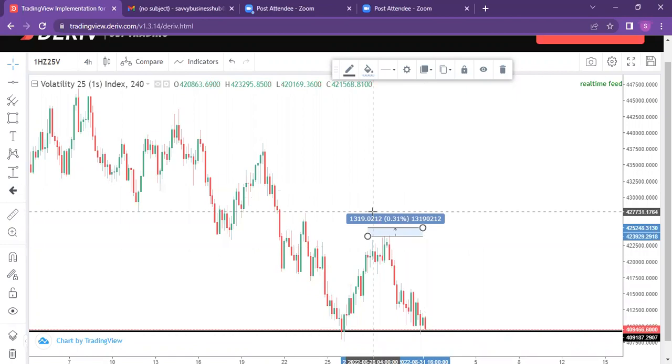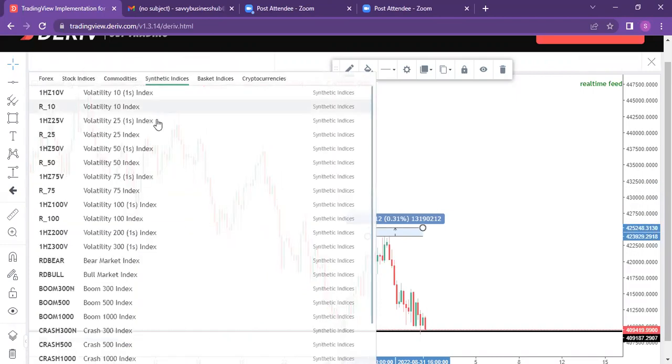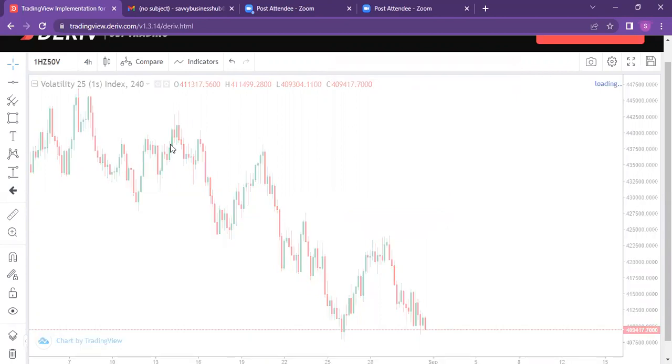So like I said, VIX 10 1x, 0.2 lot size. VIX 25 1x, 0.05 lot size. VIX 5 1x, 0.005, the same thing as VIX 25 1x.